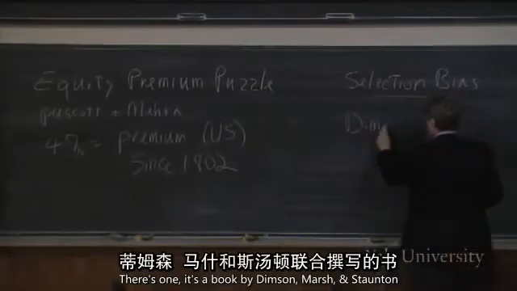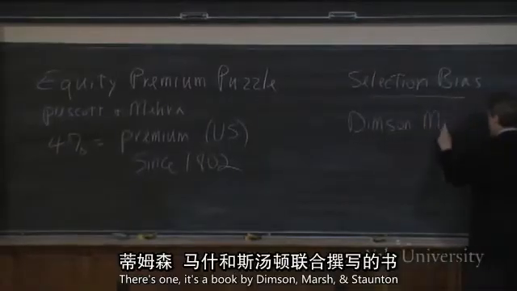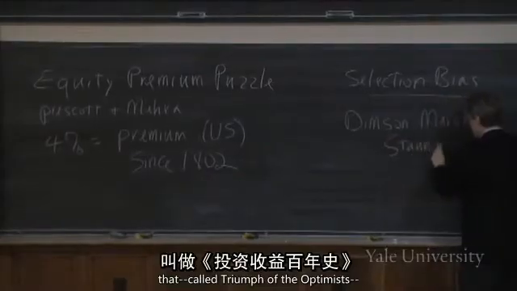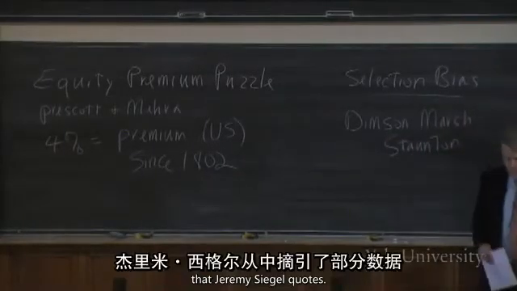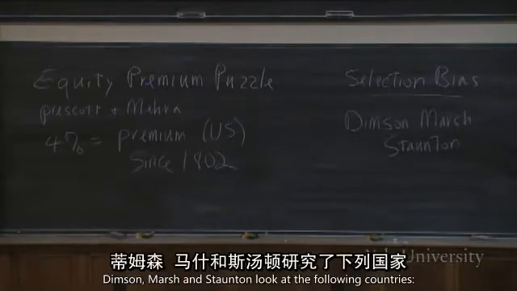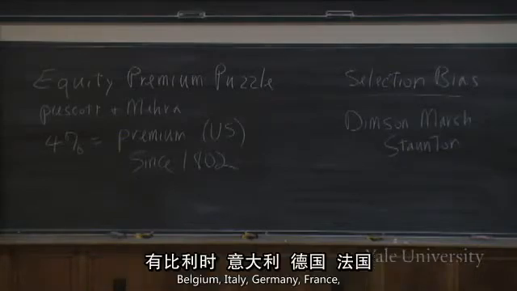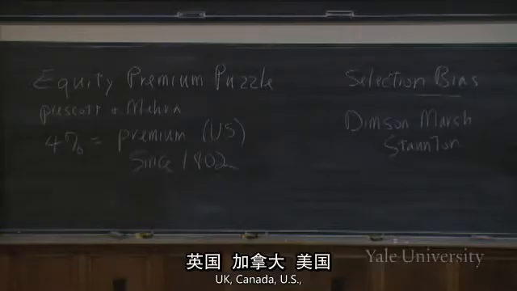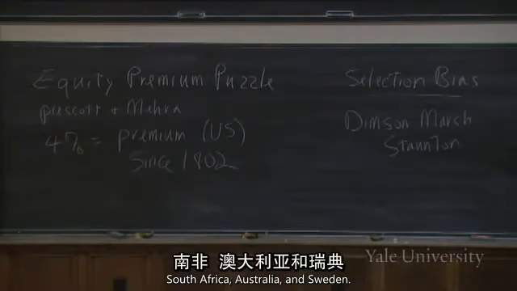There's a book by Dimson, Marsh, and Staunton called "Triumph of the Optimists" that Jeremy Siegel quotes. He has a table in the new 4th edition of his book. Dimson, Marsh, and Staunton look at the following countries: Belgium, Italy, Germany, France, Spain, Japan, Switzerland, Ireland, Denmark, Netherlands, UK, Canada, US, South Africa, Australia, and Sweden.